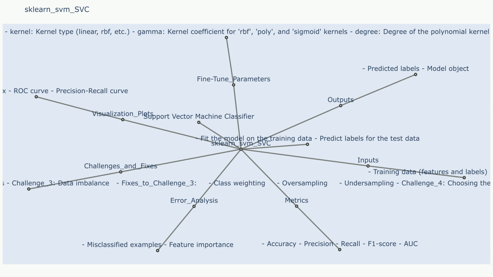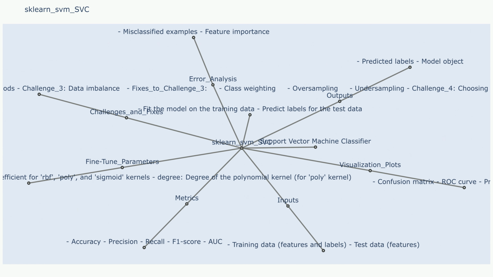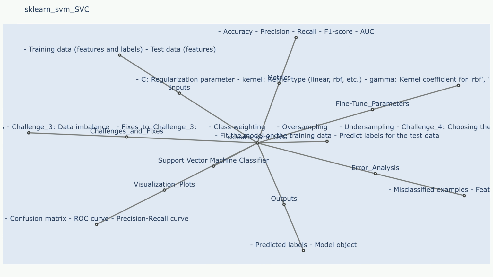Gamma, the kernel coefficient for RBF and polynomial kernels, controls the influence of individual data points. Higher values give more influence to nearby points, while lower values consider a wider range of points. Degree of the polynomial kernel. Higher degrees create more complex decision boundaries. Uncertainty methods. Confidence scores. The decision function output provides an indication of the model's confidence in its predictions. Higher values indicate greater confidence.